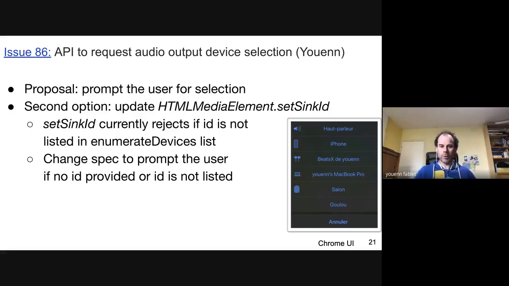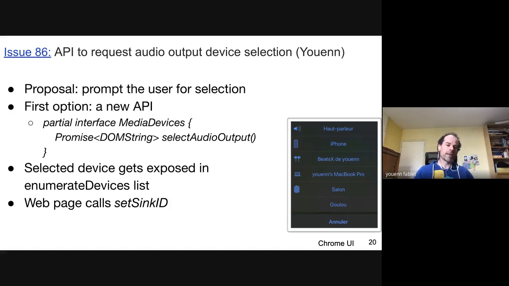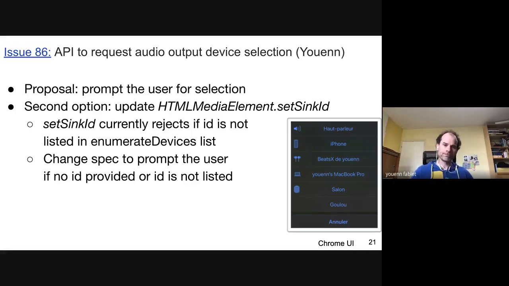So there are trade-offs between both approaches. With the second option, there's no need for a new API. The first option is nicer in some sense if you think that maybe in the future you actually want to have Web Audio as well. In that case, it might make sense to use selectAudioOutput. In both cases, it should be very straightforward to know whether there will be a prompt or not. If you call selectAudioOutput, there will be a prompt. If you call setSinkId and the ID is not in the list, you will be prompted as well. So that's the first part of the proposal.